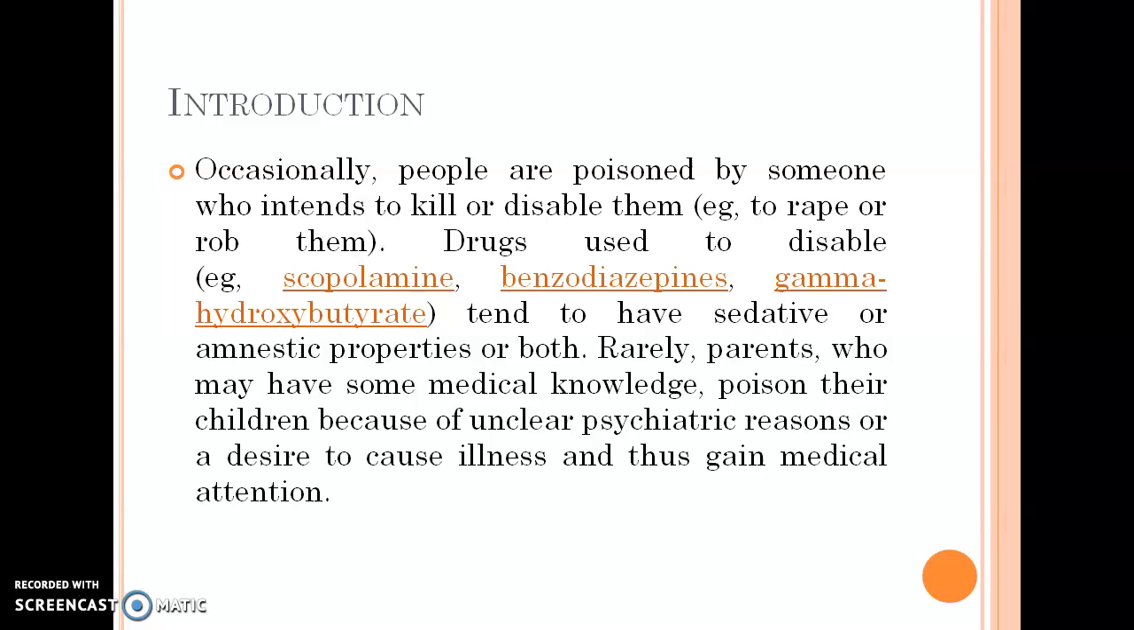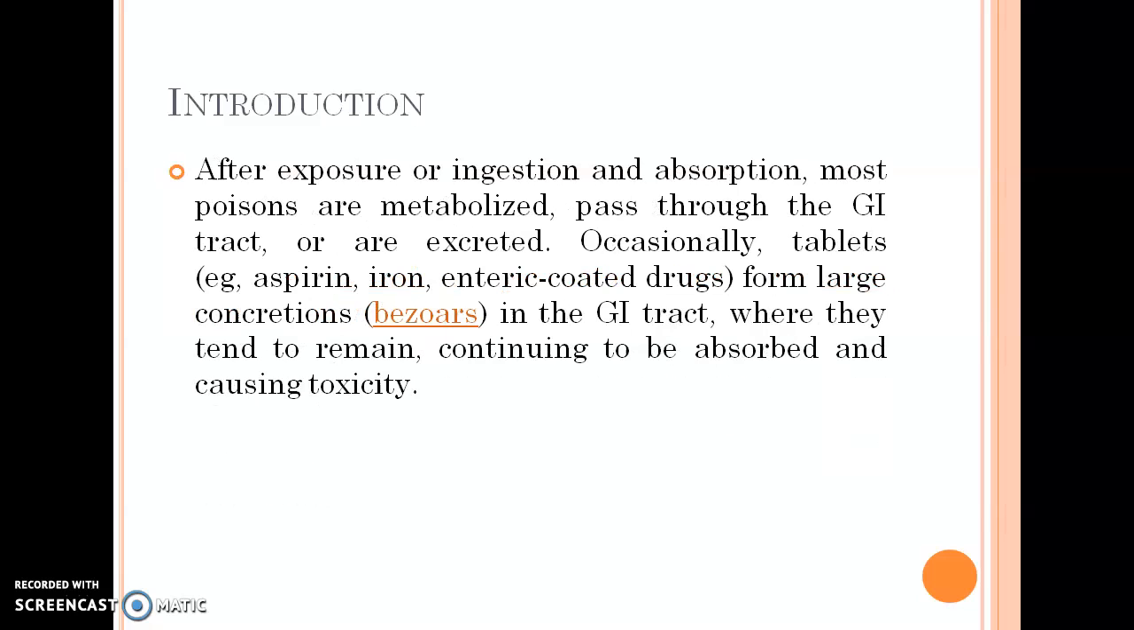Occasionally, people are poisoned by someone who intends to kill or disable them, for example, to rape or rob them. Drugs used to disable, for example, scopolamine, benzodiazepines, gamma hydroxybutyrate, tend to have sedative or amnestic properties or both. Rarely, parents who may have some medical knowledge poison their children because of unclear psychiatric reasons or a desire to cause illness and thus gain medical attention.